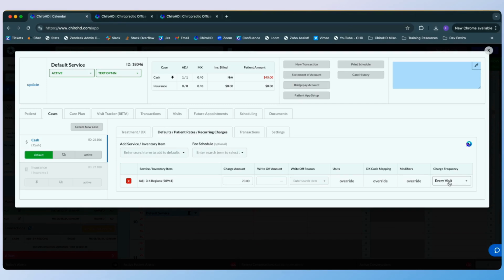You would only want to set up every visit default charges if this is a service that the patient receives every time they come in for a chiropractic appointment. We would not want to put an every visit service as a default if the patient receives that service once in a while, like a massage. If I set a massage service as every visit, that would apply every time the patient comes in for their adjustment. And that simply just isn't how they receive their services.